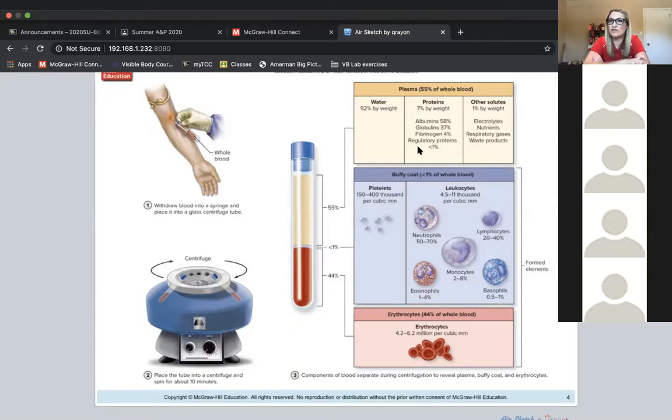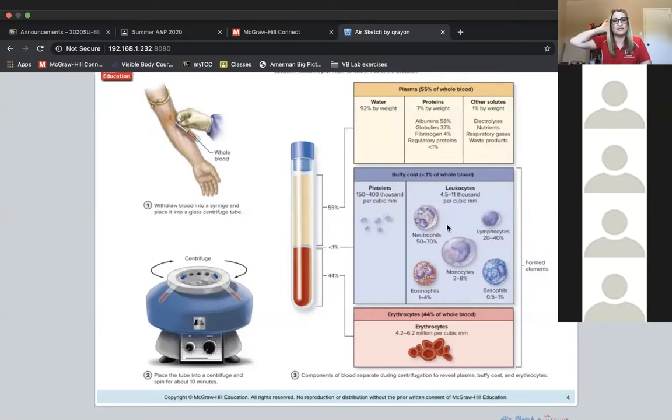And then we have other solutes also in there, such as electrolytes, nutrients, waste products, and gases. This is about 1% by weight. They're very small molecules, so it's not a big part by weight of the plasma, but it's a very important thing, right? Because that's how nutrients and electrolytes and everything travels through the blood. So that is our plasma.